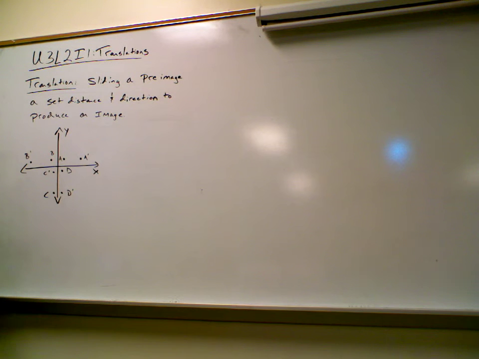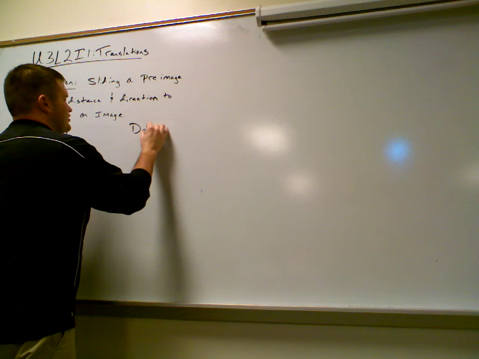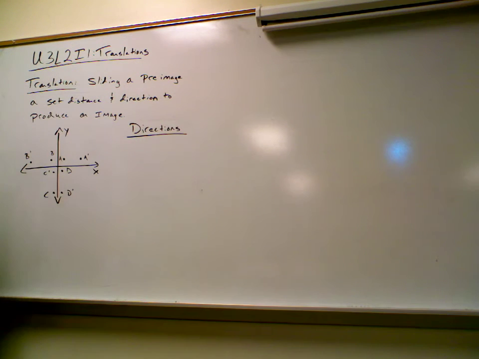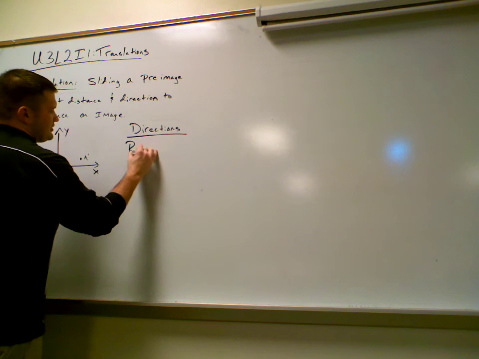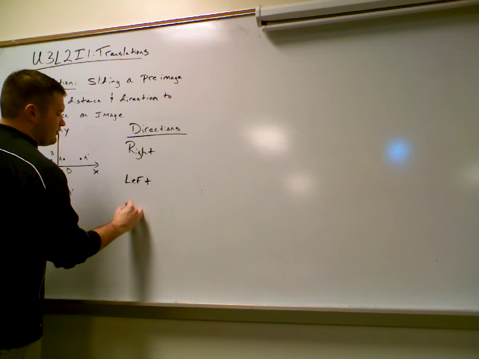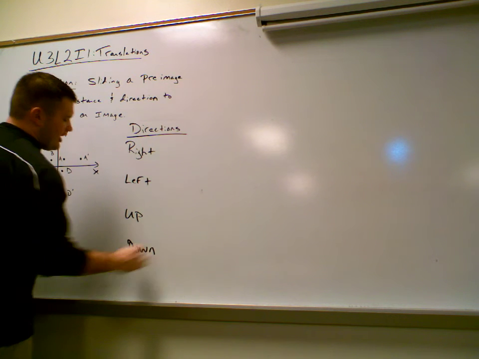So that's an ordered pair, right? Now, how many directions can I move something on a graph? What are all the different directions I can move something? Up, down, left, right. So I can move a point right, I can move it left, I can move a point up, or I can move a point down.